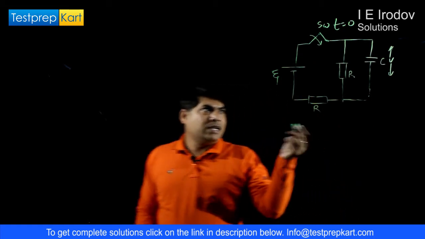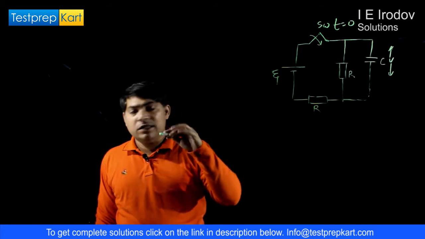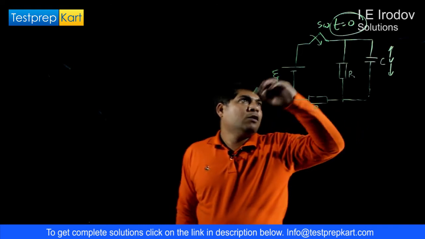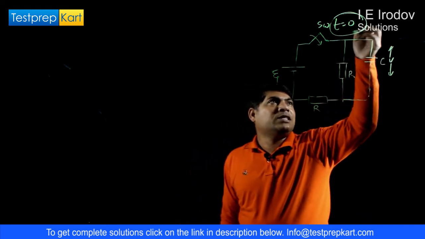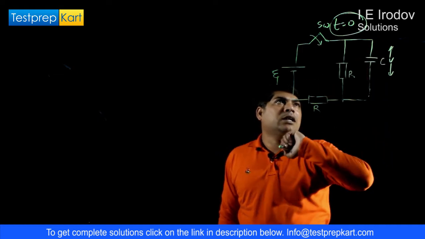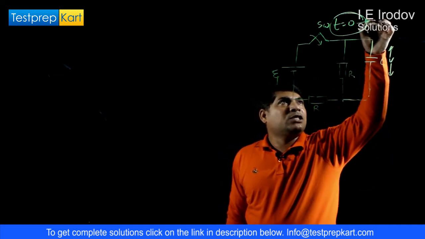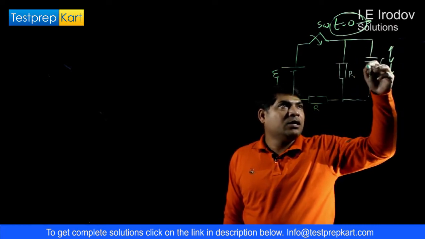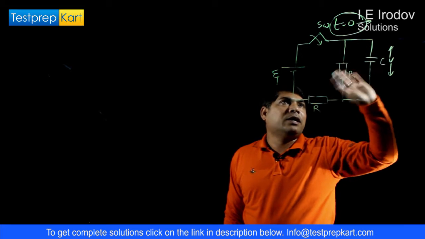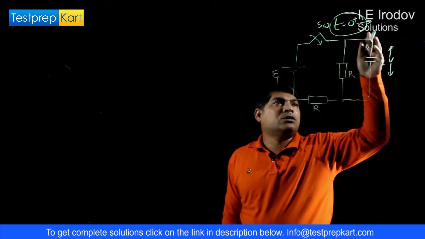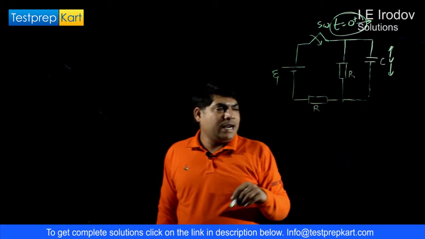Let's see why the condition t equals 0 is given. When the switch has just been closed, the capacitor will respond to the circuit. But if this time is too long, then steady state will occur and the capacitor will block the further flow of current. That's why we are doing this analysis at t equals 0.